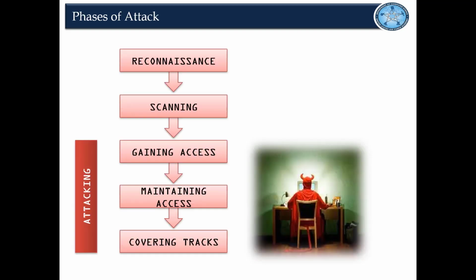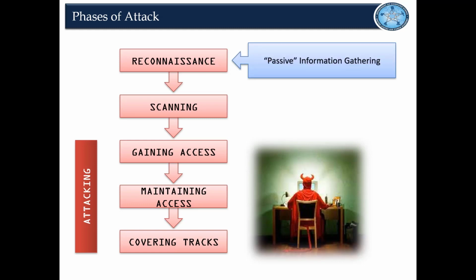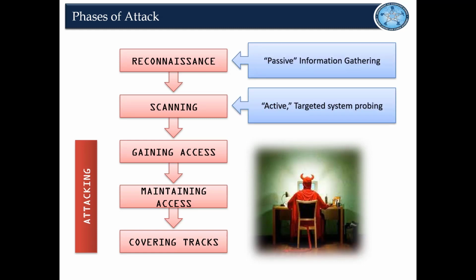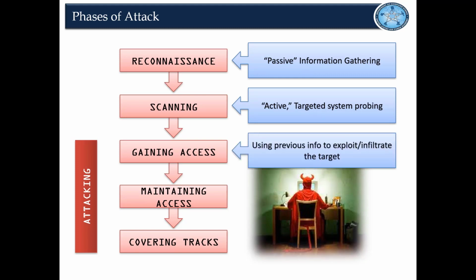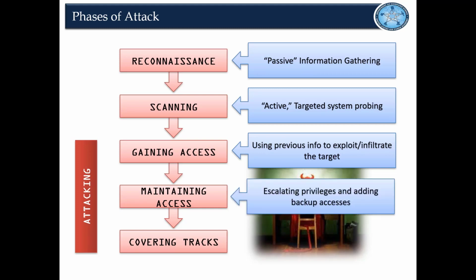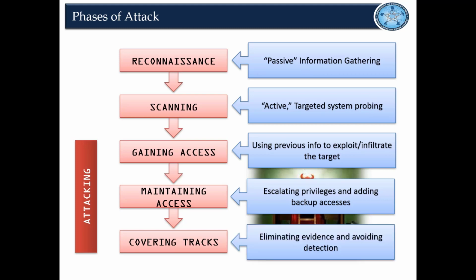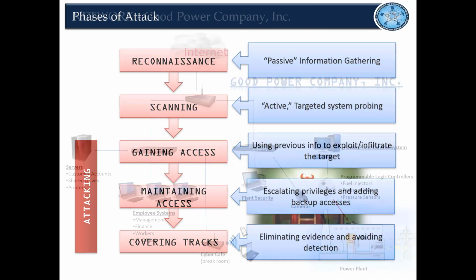Okay, so again, reconnaissance, we're taking a look at everything that we can. Passive information, we're not making ourselves known. Scanning, this is where we start actually targeting the system. Gaining access means we start to exploit or infiltrate the target. Then once we're in, we want to escalate privileges and add backup accesses, and we'll talk about those in a little bit. And then eliminating evidence, avoiding detection. We'll be covering tracks in our next video.